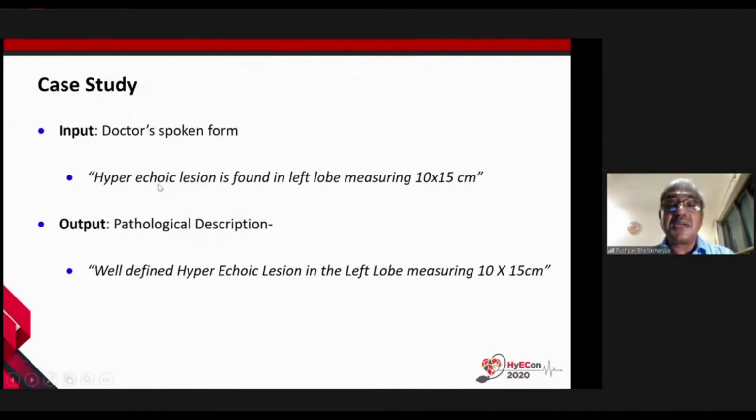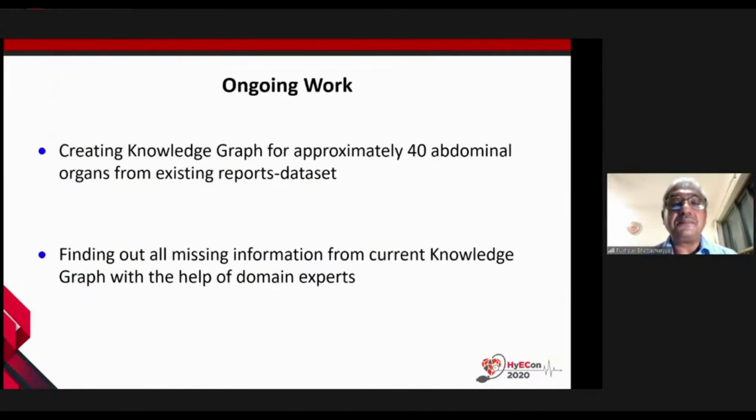A doctor speaks: "hyperechoic lesion is found in left lobe measuring 10 into 15 centimeter." The output pathological description is "well-defined hyperechoic lesion on the left lobe measuring 10 into 15 centimeter." Now, of course, there can be debate on whether the second form is more formal, more technical, more detailed than the first form, but I can show you examples where the spoken form is very informal, very short in length, but the pathological description elaborates it much further to be used by doctors downstream.